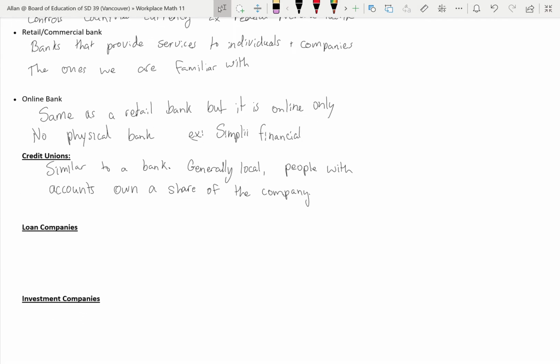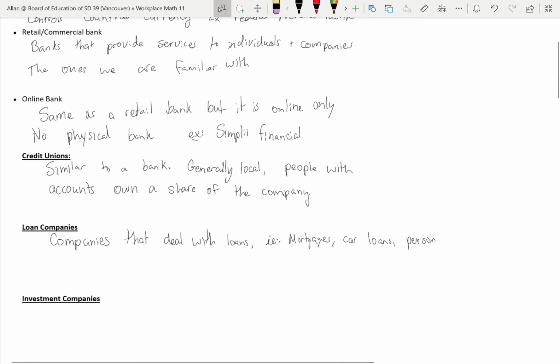Next up, we have loan companies. So these are specifically companies that deal with loans, i.e., we have mortgages, car loans, personal loans, etc. Oftentimes they work through companies. So you might not even be aware that you're working or dealing with a loan company.